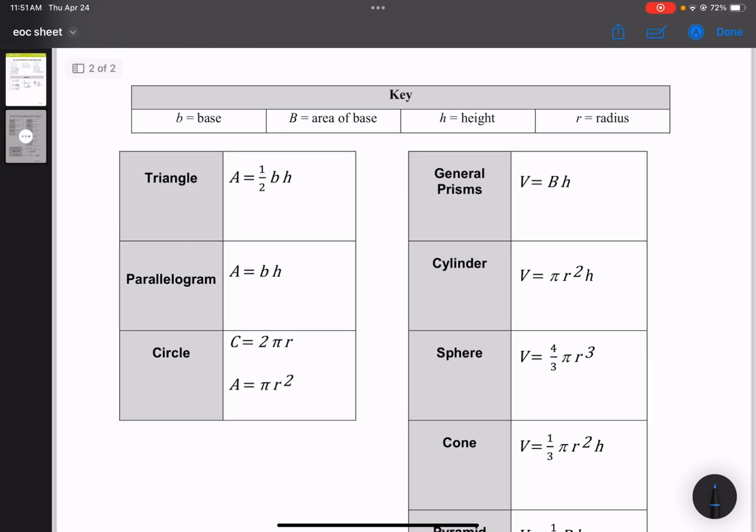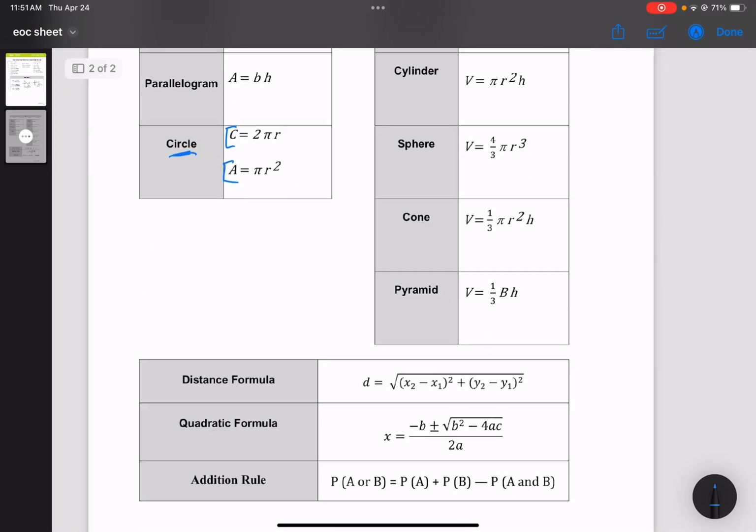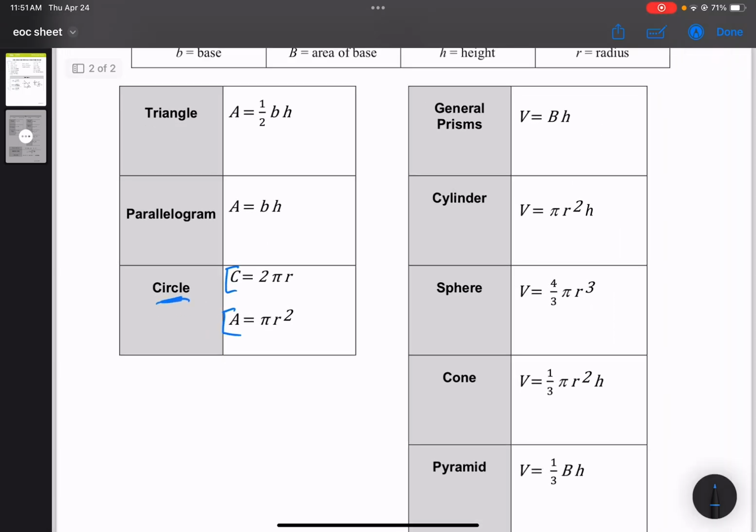Trig identities on the right. On the back is where you're going to have all your formulas. So for your circle formula, here's circumference and area. Parallelograms and triangles are up here as well. And then on the right side, you have all your other volumes.